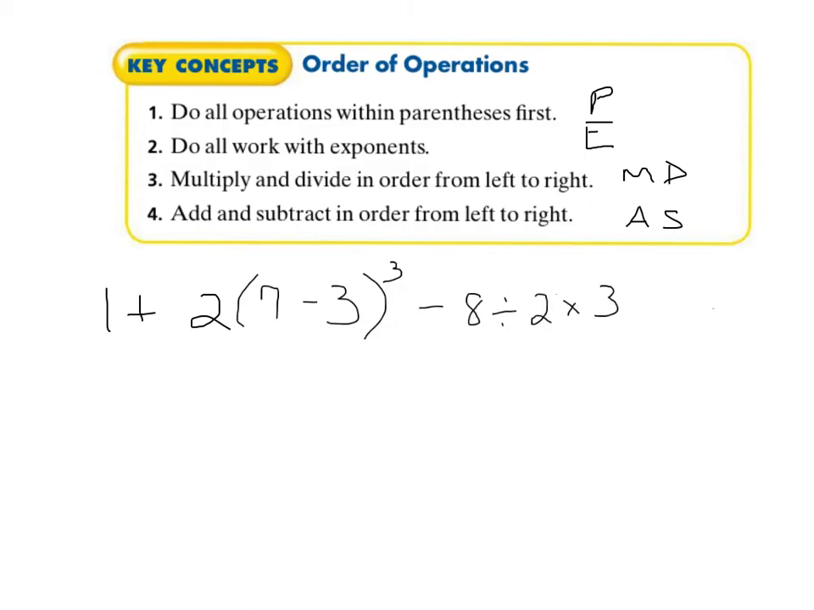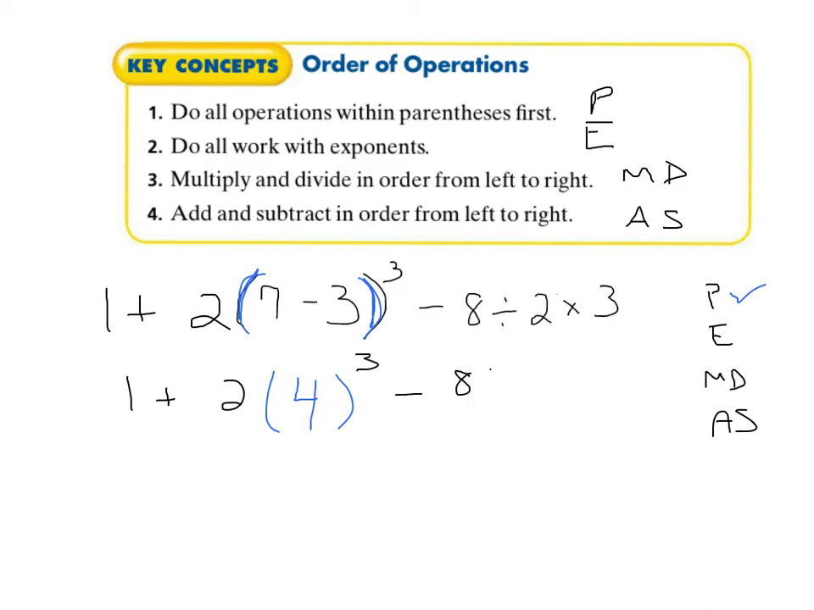So let's go ahead and go through this process. You may find it handy to write something like this down the side, just as a reminder. Parentheses. Where are the parentheses? They're right here. 7 minus 3 is 4. And then I copy everything else. Okay. Next part will be exponents. The exponents will only apply to the number that comes directly in front of it or the number in parentheses. So 4 to the third power. 4 times 4 is 16. 16 times 4 is 64.